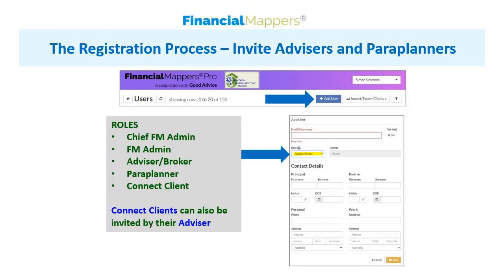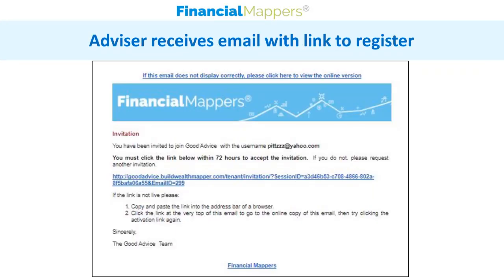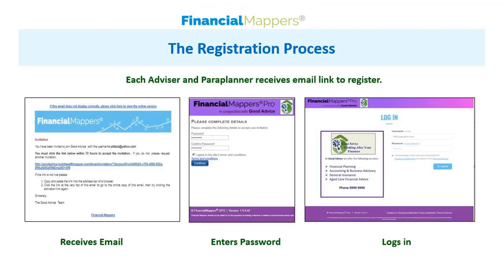Next, the advisors and paraplanners are invited by the Chief FM Administrator or an FM Administrator to register their accounts. In this case, the advisor, Adam Pitt, has been invited to register. Adam Pitt receives an email requesting him to register. This is the same process as it was for the Chief FM Administrator. The Chief FM Administrator then invites the paraplanner, Wendy Carr.